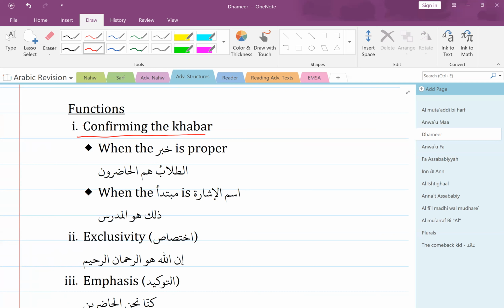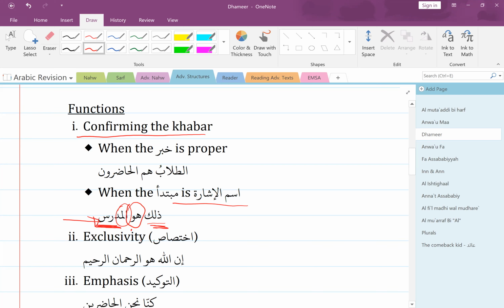This mostly happens when we have ismul ishara and musharun ilayh. So we learned that when you have pointer plus al, you have an ismul ishara and musharun ilayh. You have a fragment, basically, right? But what if the part with the al is actually a khabar? Then you bring in dhamir al-fasl, so that this dhamir al-fasl tells you that this is the khabar, this is the mubtada.